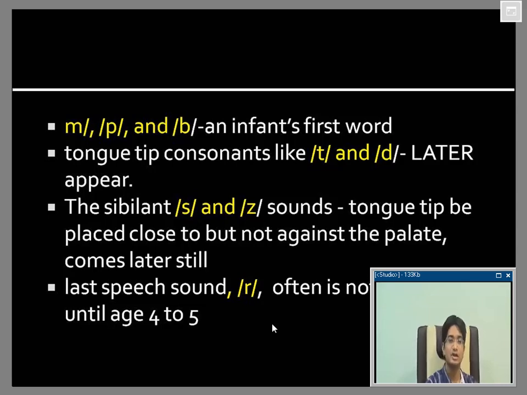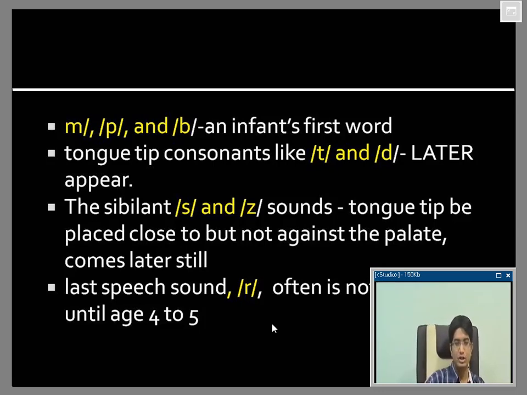The last speech sound, R, is often not acquired until age 4 to 5. It is a slightly more difficult pronunciation because the posterior part of the tongue touches the palate. So at the age of 4 to 5 years it starts appearing. So the answer is M, P and B. I think this was the easiest one.